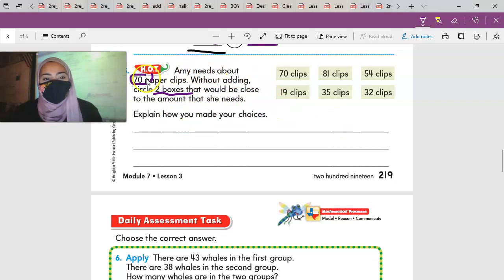So Amy needs about 70 paper clips. So what 2 can we add together to make 70? You want to add a number that's smaller than 70, right? Not 70. You have to add 2 numbers to make 70. So let's cross out the ones we know for sure are bad choices. 81 is bigger than 70. We're crossing that out. Okay, now what 2 can we put together to make 70?